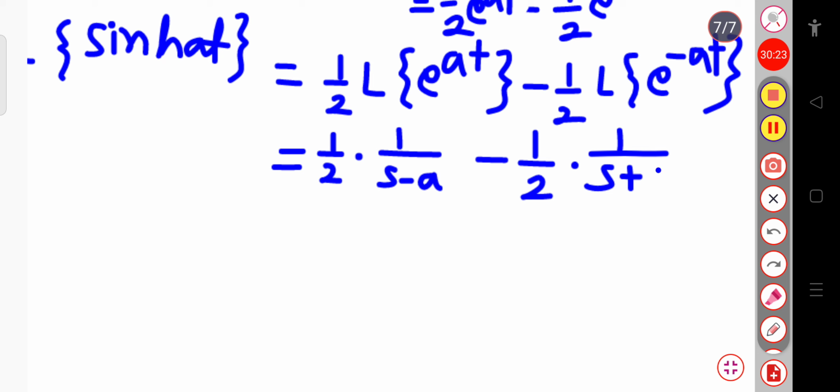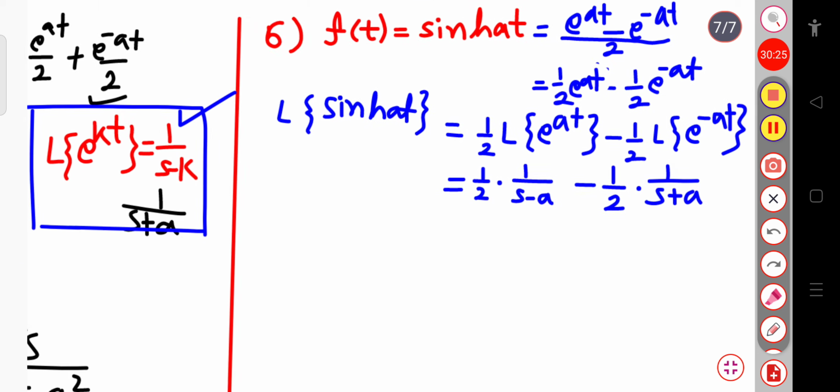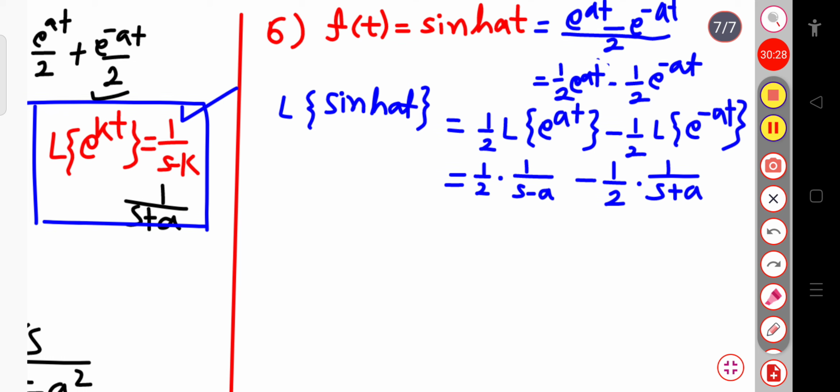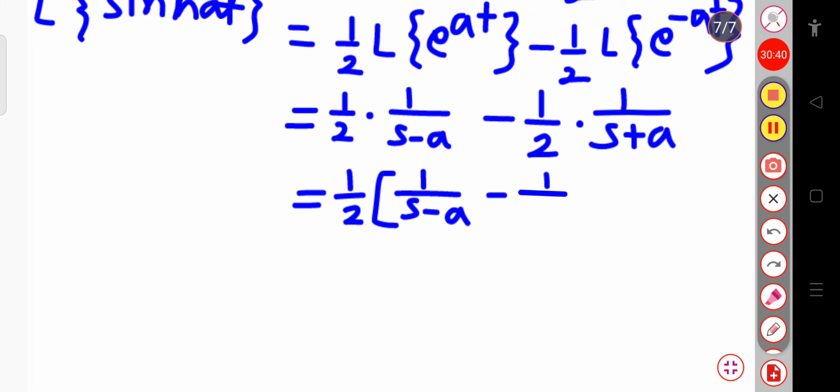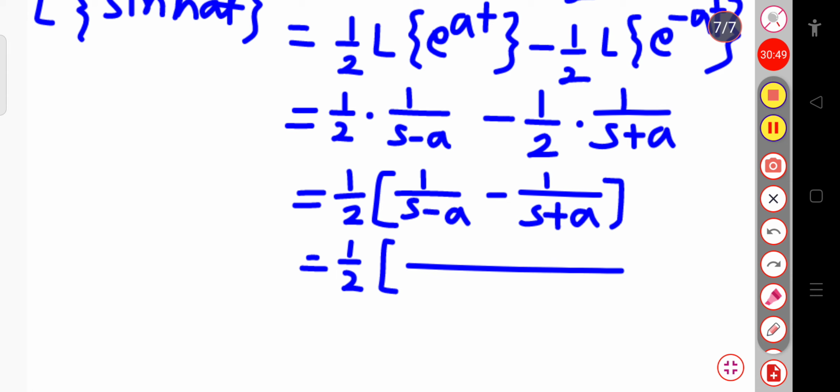Now simply I have to solve this expression. So this will be equal to, taking 1 by 2 common, 1 by s minus a minus 1 by s plus a. That will be equal to 1 by 2 into 1 by s minus a into s plus a. This is our LCM. So s minus a into s plus a will be s square minus a square. Again multiplying this s plus a here, so this will be s plus a minus, this will be minus of s minus a. This will be minus s, minus into minus, that will be plus a.